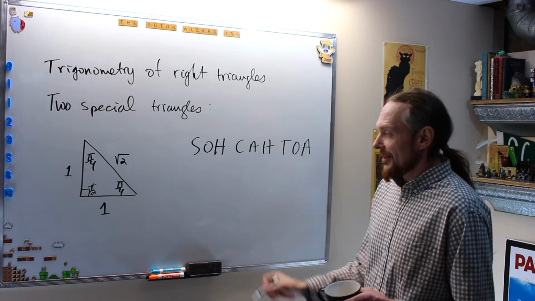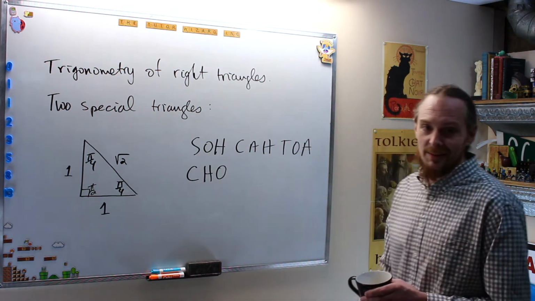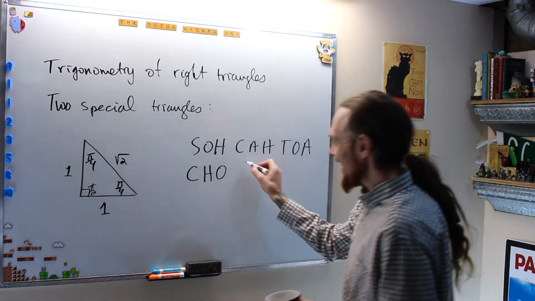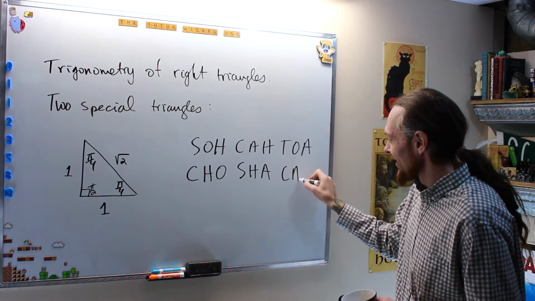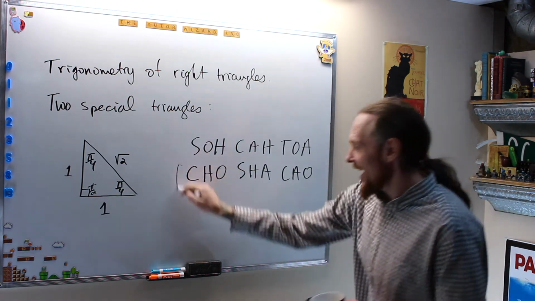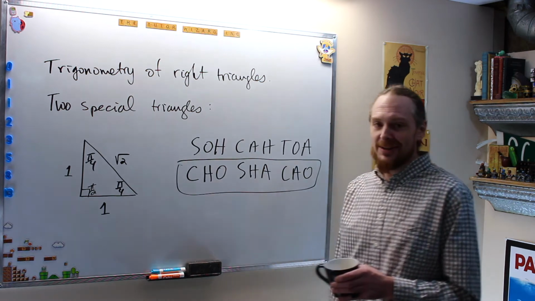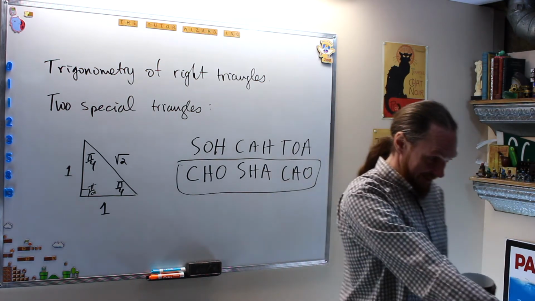Let's do the other one. Cosecant is hypotenuse over opposite. Secant is hypotenuse over adjacent, and cotangent. CHOSHAKAO! CHOSHAKAO is much better than SOHCAHTOA, so start using CHOSHAKAO. Patent pending.